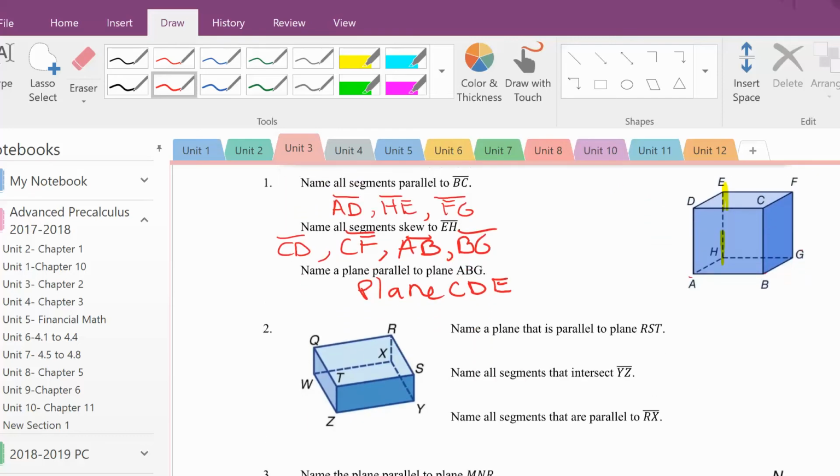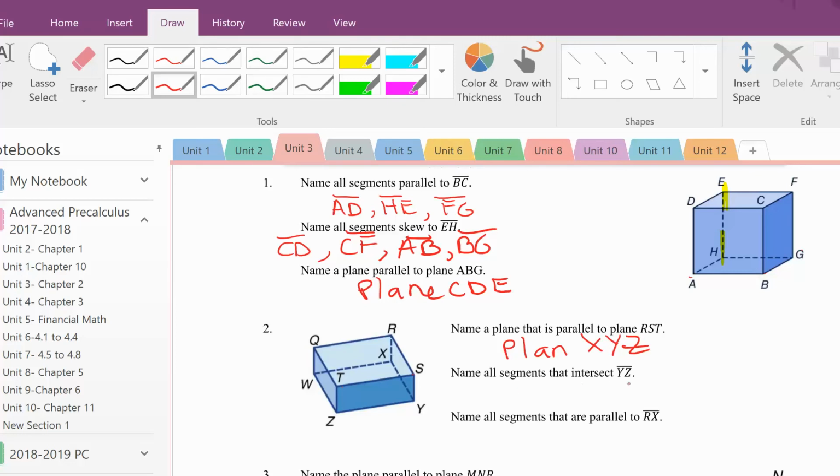All right, so let's look at the next box. Name a plane that is parallel to RST. RST is the top of the box, so we could say plane XYZ. That would be parallel to it.